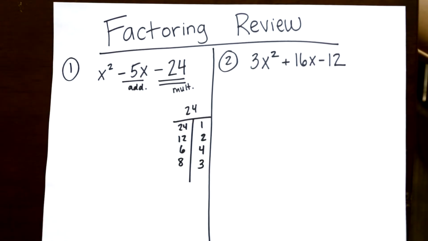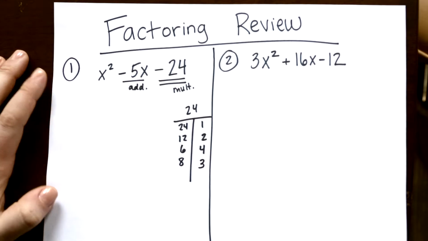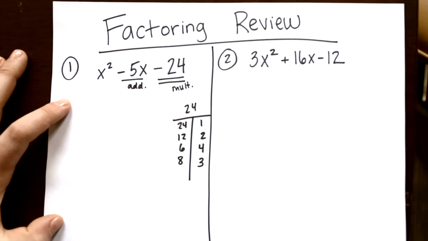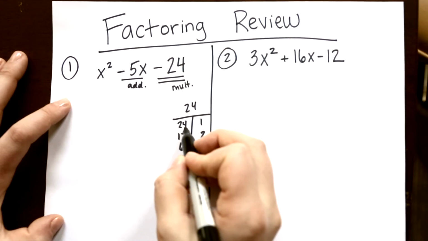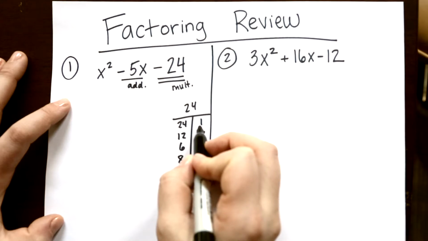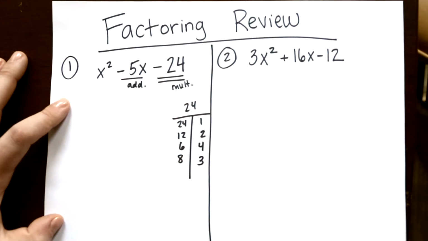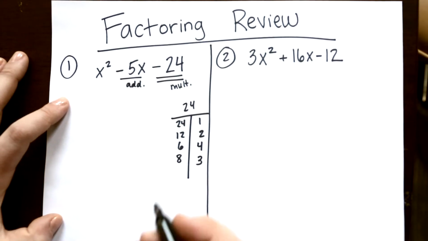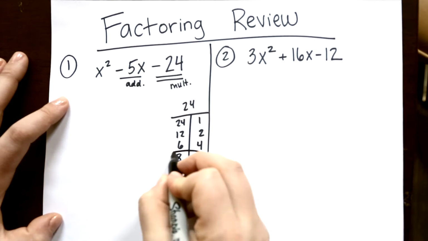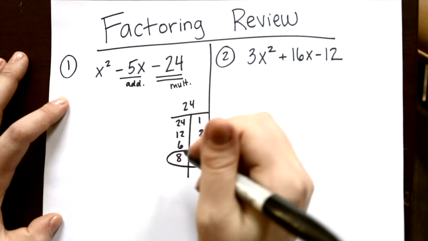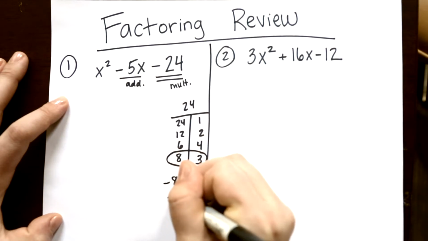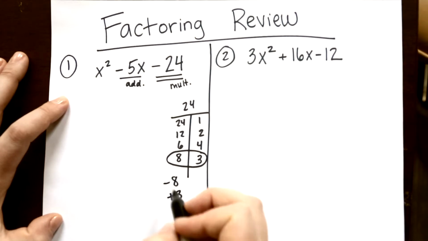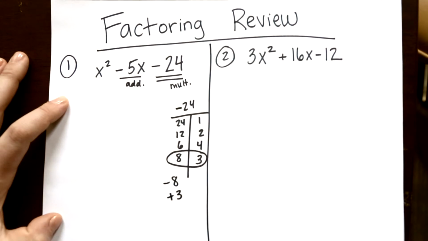I think that's all. So we want to look at these combinations and see which pair of these together, whether positive or negative, could make a -5. If we had positive 24 and positive 1, that would make 25. If we had one of them negative, we'd have some version of 23, etc. So you're going through in your mind and seeing if we use plus and minus signs, which one will get us to -5. 8 and 3 will get us to -5 if we have a -8 and a positive 3. Because those combined together will get us a -5, and they'll multiply to give us a -24.